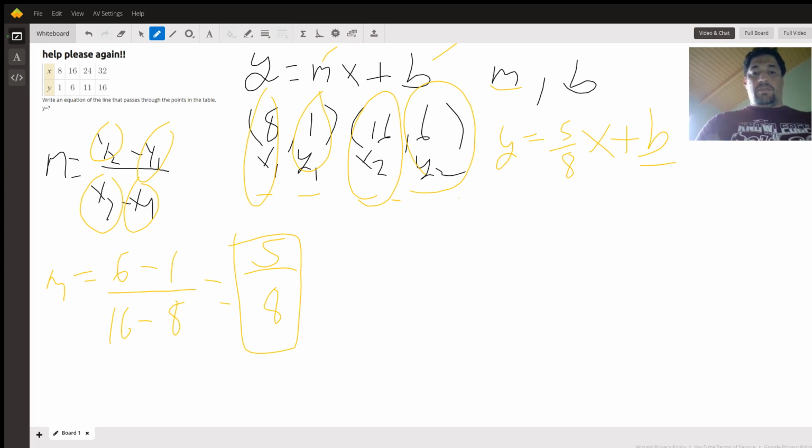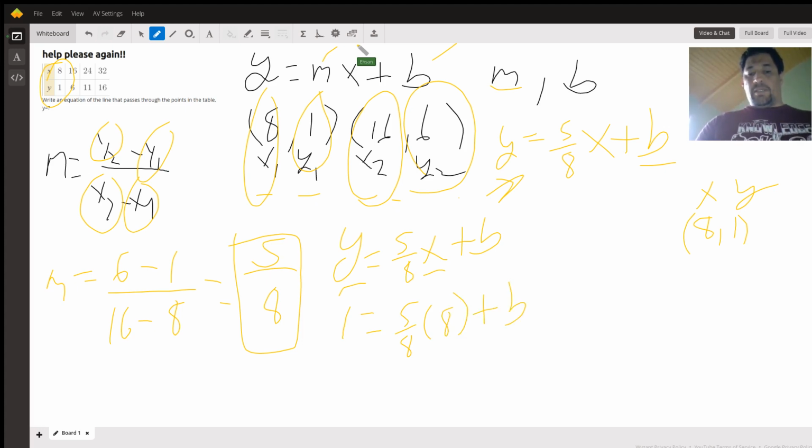To find b, we take the same equation we have so far, y equals 5/8 x plus b. We're going to replace the x and y by grabbing a point from the table, the 8 and 1 again. We know 8 is the x value and 1 is the y value. So 1 equals 5/8 times 8 plus b. We don't know what b is.